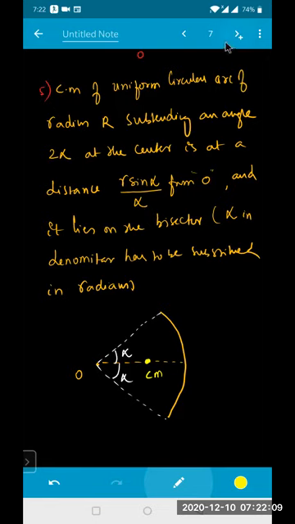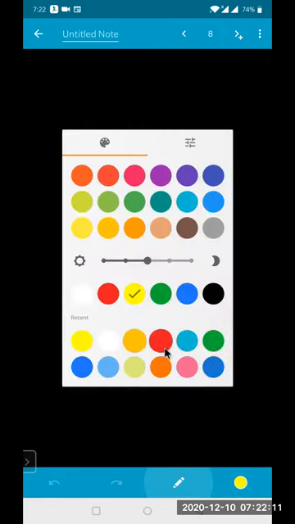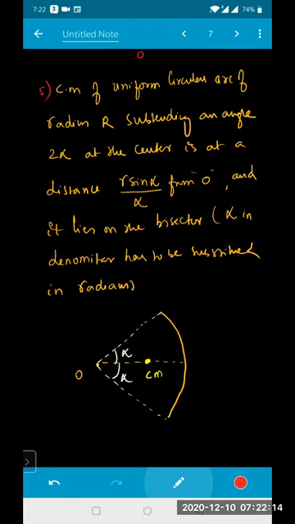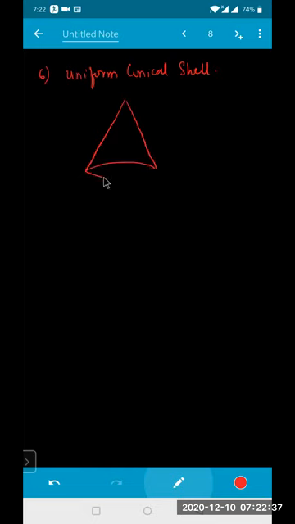Okay, fifth one is done now. So we'll take the sixth one. For uniform conical shell. I'll send you one assignment on center of mass today. Please try to complete that one. And this is your uniform shell.